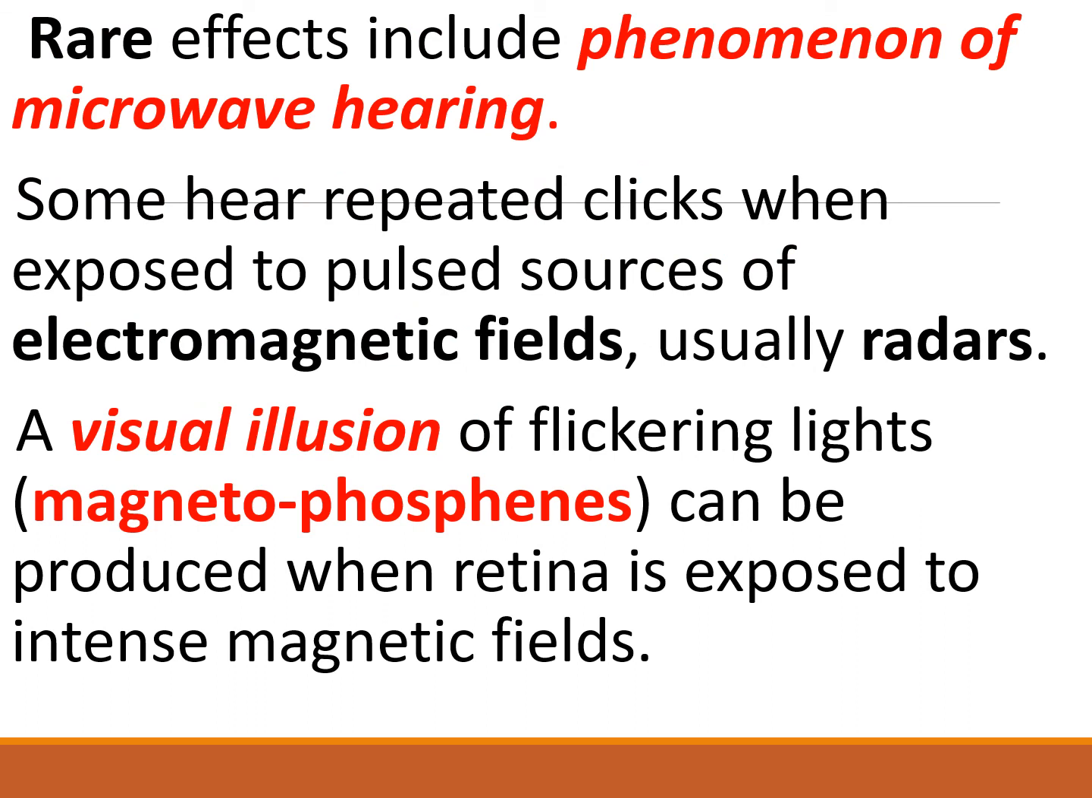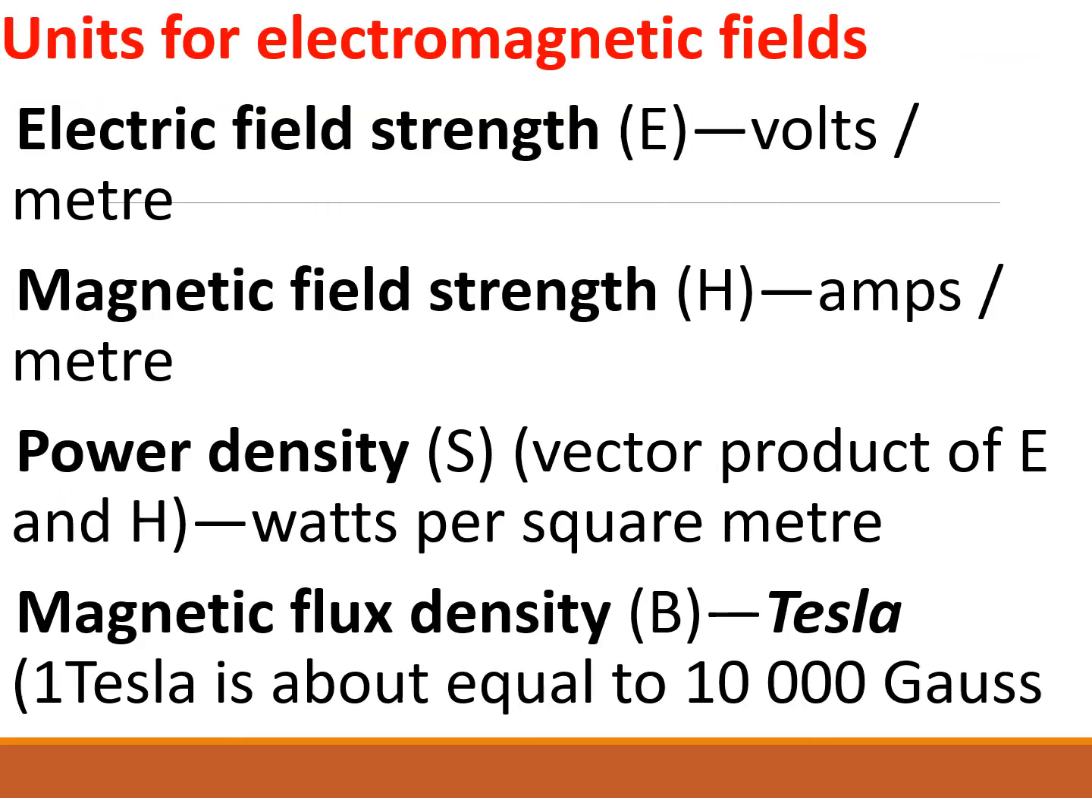Rare effects include the phenomenon of microwave hearing. Some hear repeated clicks when exposed to pulsed sources of electromagnetic fields, usually radars. A visual illusion of flickering lights, magnetophosphenes, can be produced when the retina is exposed to intense magnetic fields. Units of electromagnetic fields: electric field strength, magnetic field strength, power density, magnetic flux density, or Tesla.